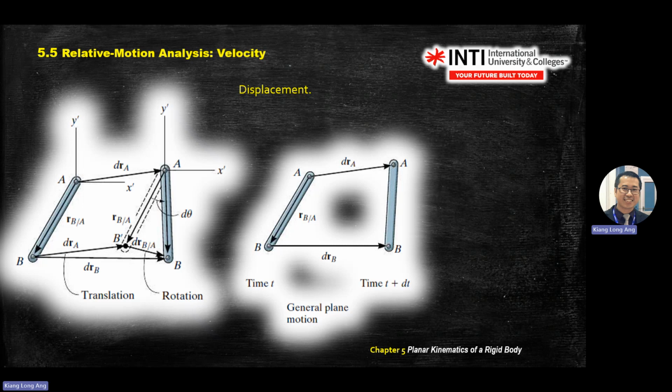This means A moves to the A position first, but stays with the same orientation. This one moves to here. Then to finish the motion, this one has to rotate. You see the dotted line here, it has to rotate at a certain angle. Then you will reach the final position. That's why this is called general plane motion.